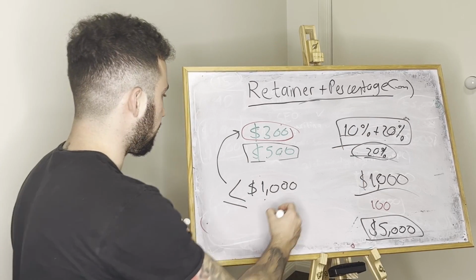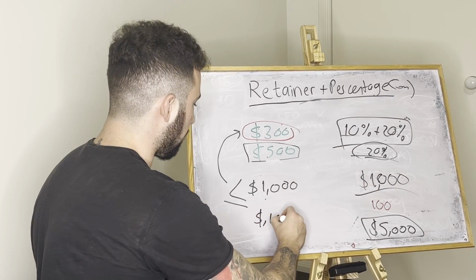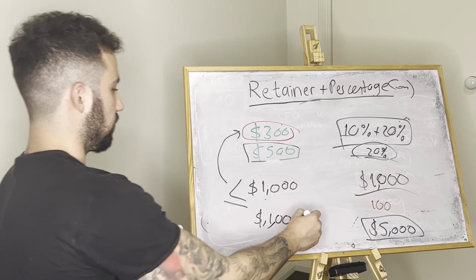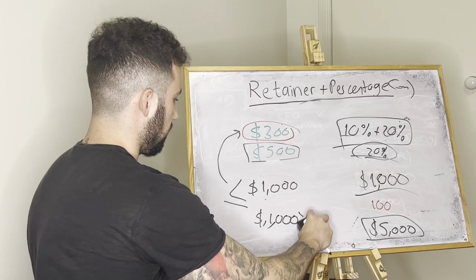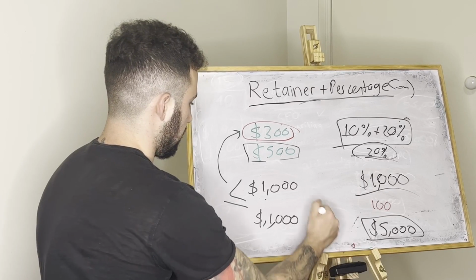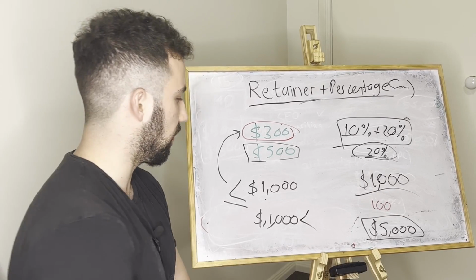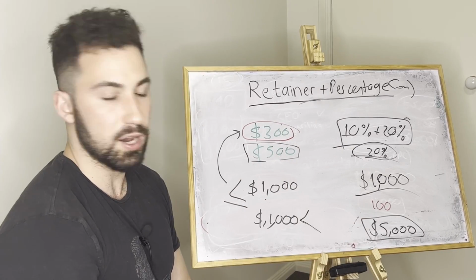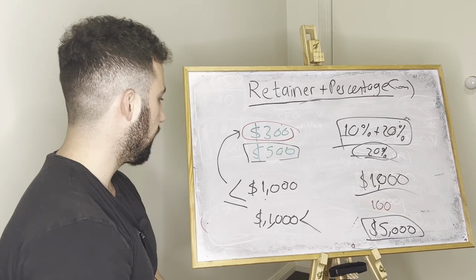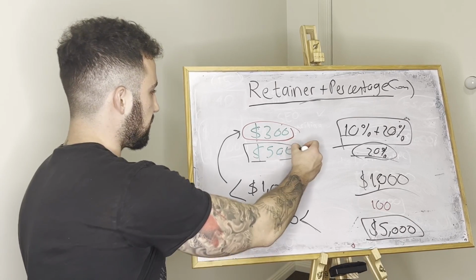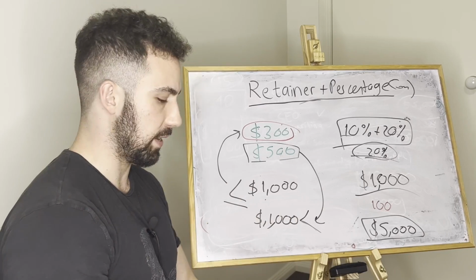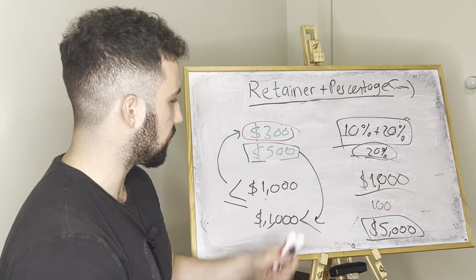If they're spending 1,000 and above, let's say they're spending 2,000, 1,500, 3,000, 10,000, 100,000 on ads, what you're going to charge is this: $500 retainer. This is the math behind it, and this is how you're going to charge them.